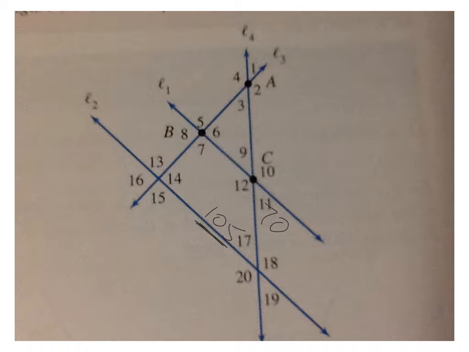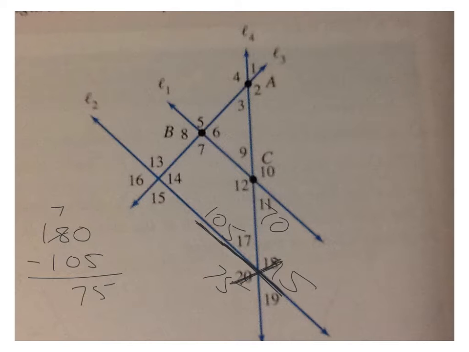Notice that angle 18 is a part of this line, which also contains 17. Remember that lines have measurements of 180 degrees, so 180 minus 105 would give us 75 degrees for this one. So you need to keep your relationships in mind. Remember that your lines have 180 degrees. Vertical angles are the same. So if I had asked you for the measurement of angle 20, it would be 75.